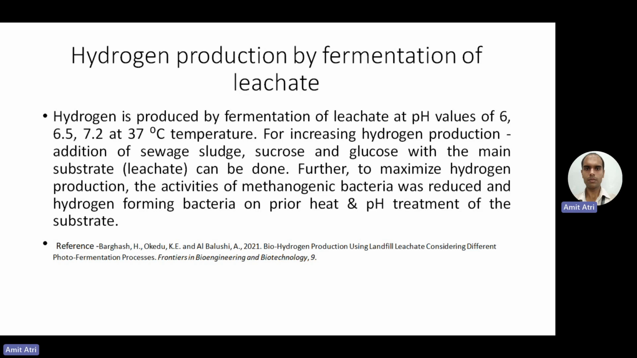Further, the production of hydrogen can be increased by reducing the activity of methanogenic bacteria and increasing the activity of hydrogen forming bacteria, by prior heat and pH treatment. This pH we have to maintain. For prior heating we can give 37 degrees Celsius, a suitable temperature, and we can increase the hydrogen production from leachate using the technique of fermentation.